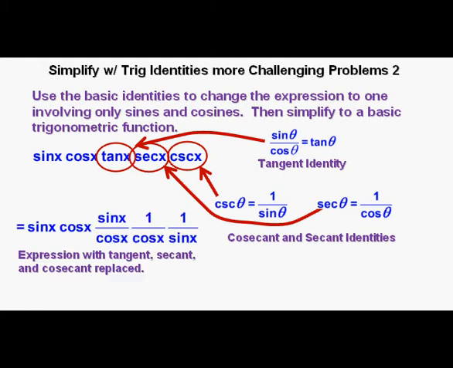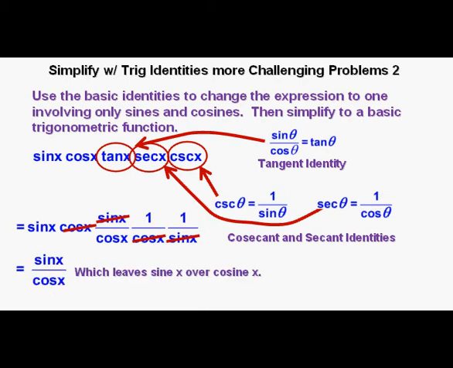And here's the expression with tangent, secant, and cosecant replaced. We can just start canceling ratios. Sine x over sine x cancel to equal 1, and cosine x over cosine x also cancel to equal 1. And what do we have left? Well, we have sine x over cosine x, which using the tangent identity equals the tangent of x, which we box in as our correct answer.